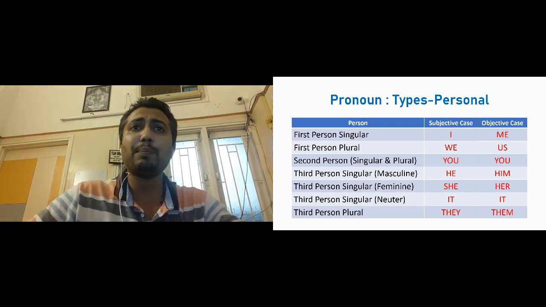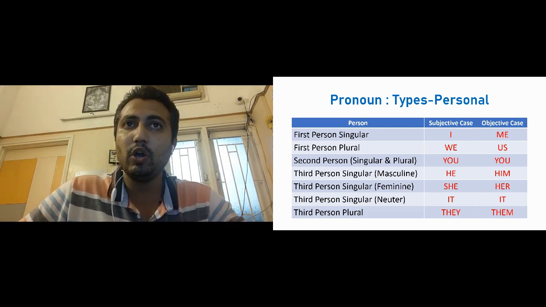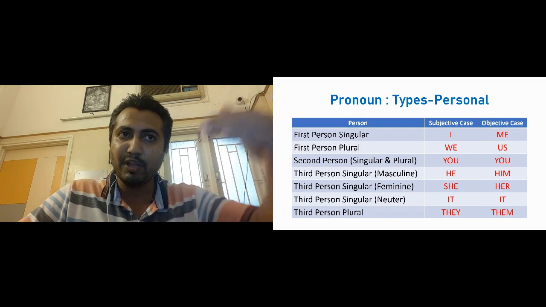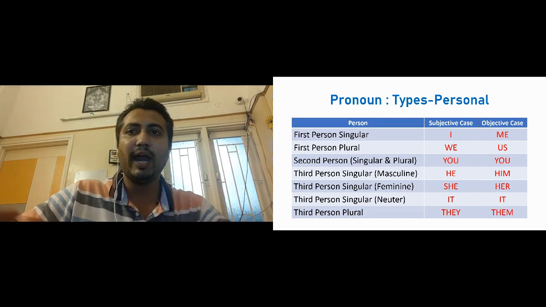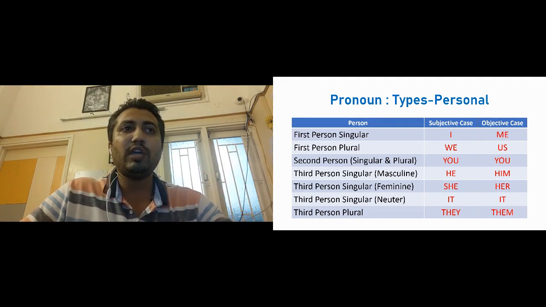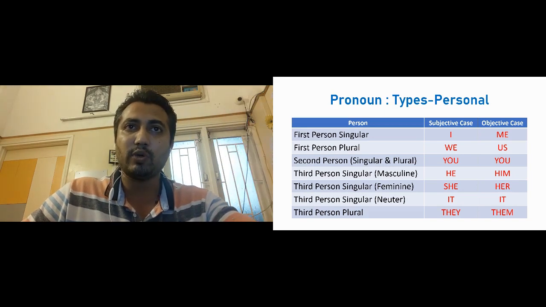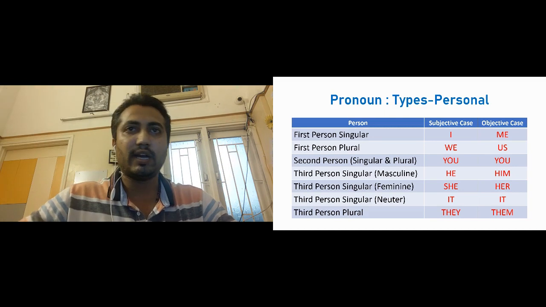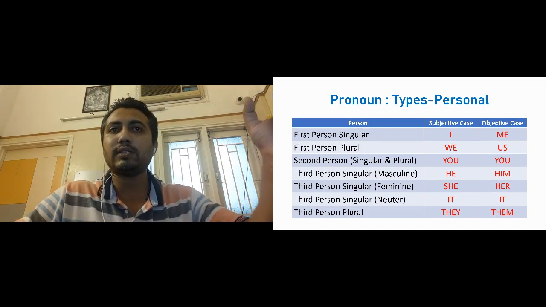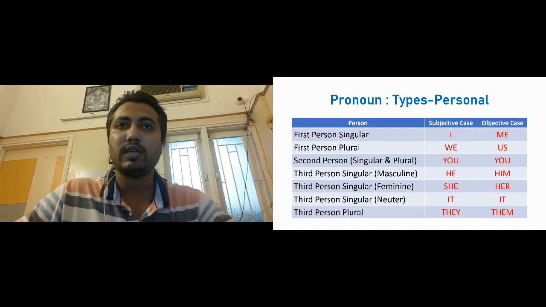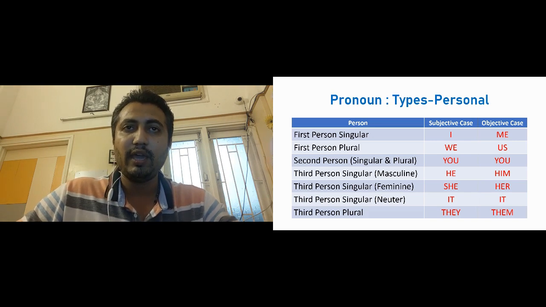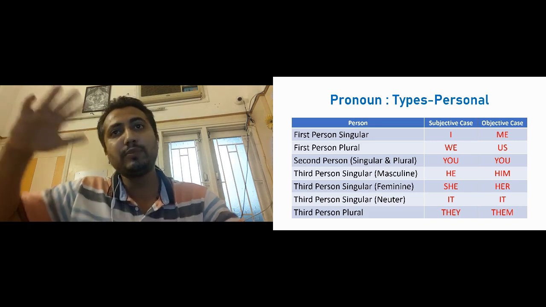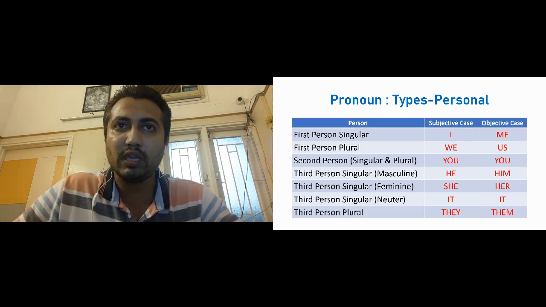Now look at the pronouns of first person singular, subjective case. In the previous chart we studied about subjective and objective. If a pronoun is in subjective case, there are certain pronouns, and if the pronouns are in objective case, they are separate. So first person singular subjective case is I. And first person singular objective case is me.